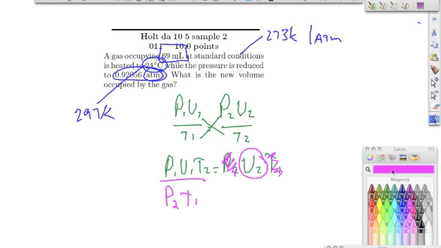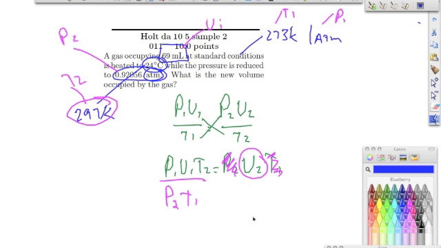Okay, now what we want to do is we just want to plug everything in now. So here is our initial volume, or our V1. We know that 273 is going to be our T1, and this is going to be our P1. And then this new temperature is our T2, and this new pressure is our P2. So we go ahead and we plug everything into our equation.